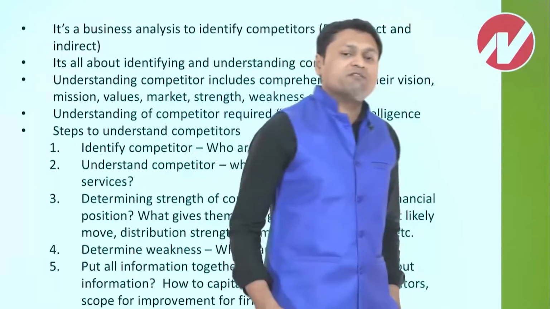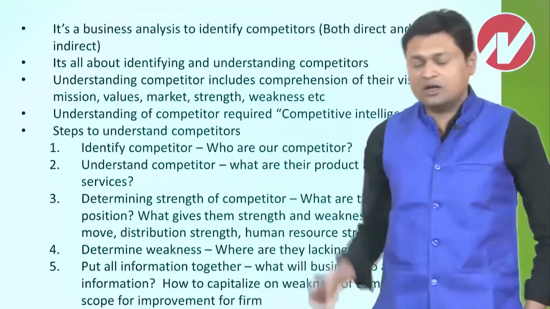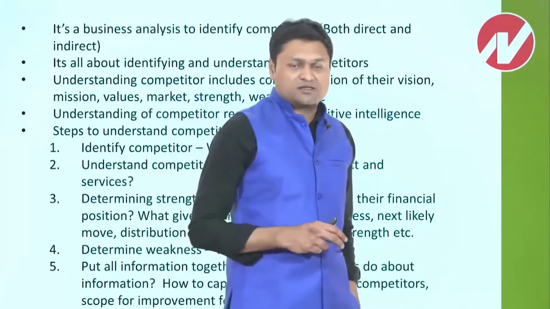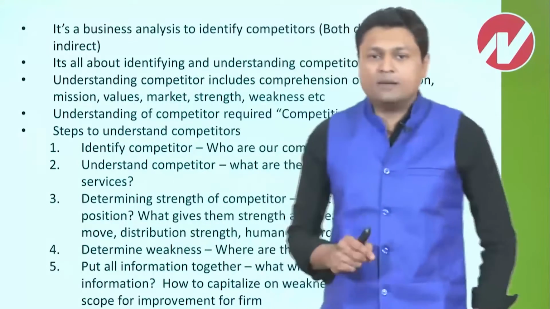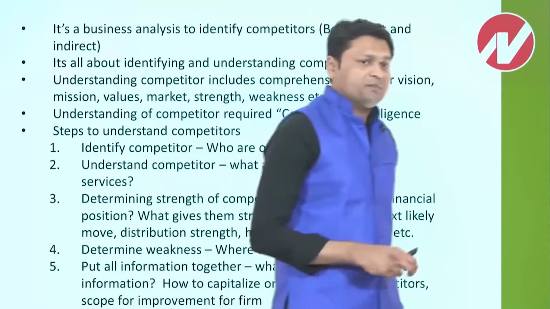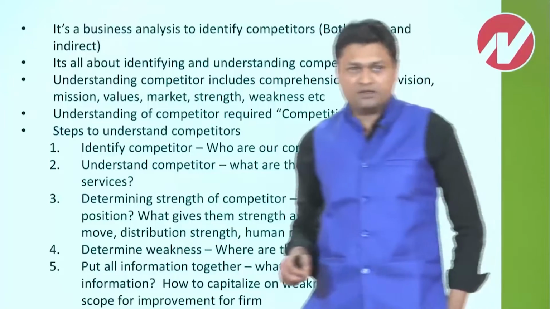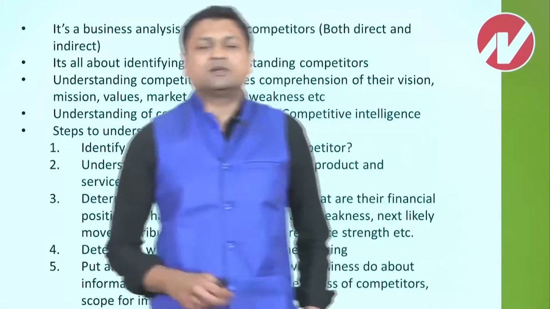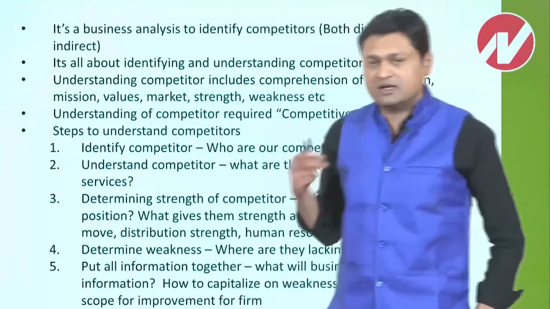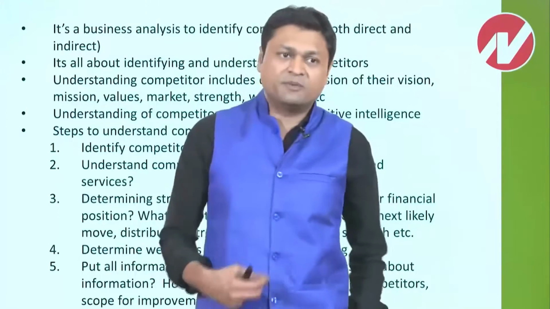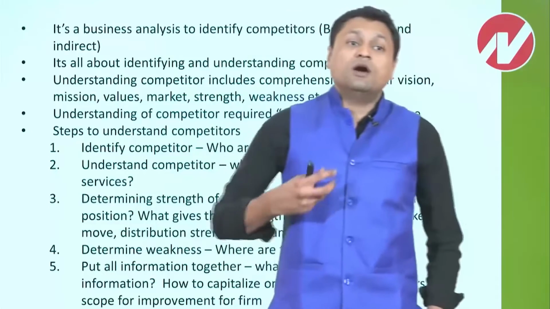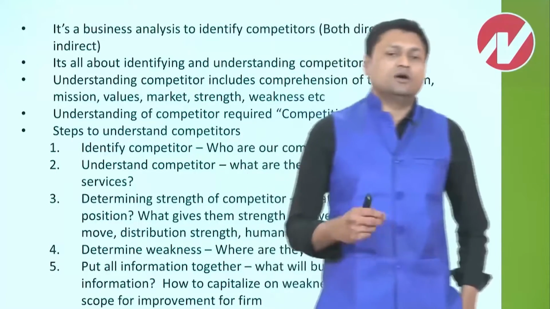So in this competitive landscape, what is done? Competitive landscape is all about identifying the competitor and understanding the competitor. First, identify who your competitors are. There are two types of competitors, as I said, direct and indirect. Then understand the competitor. What is the meaning of understanding a competitor? It means you need to understand their vision, mission, values, market strength, weakness, current position, core competency, and competitive advantage. These are the various things you need to understand. When you understand these things, we can say that yes, you understood the competitor.